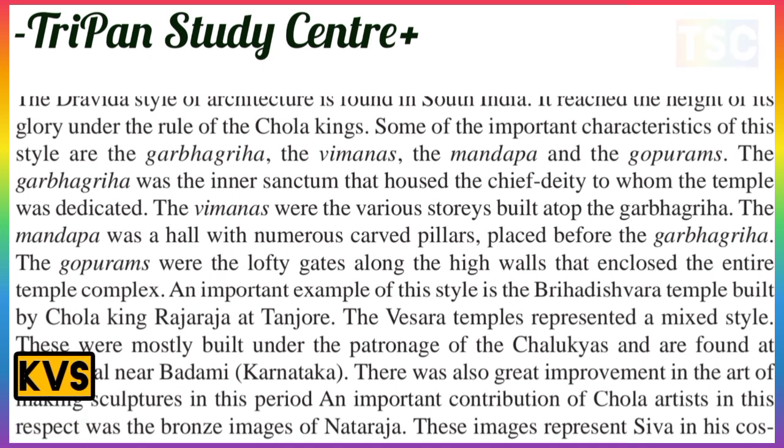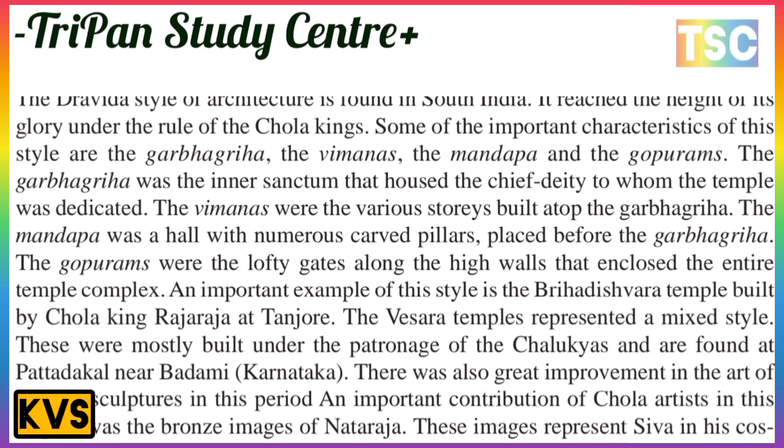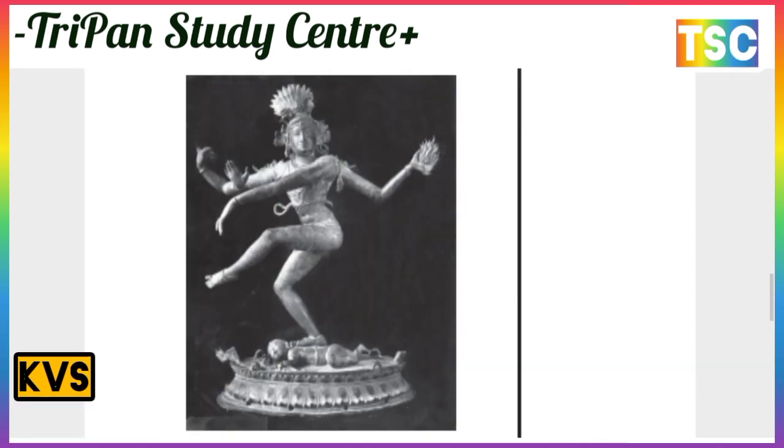There was also great improvement in the art of making sculpture in this period. An important contribution of the Chola artists in this respect was the bronze image of Nataraja. This image represents Shiva in the cosmic dance and is unmatched in its theme of balance. Here is the statue of Nataraja. Let's see Nataraja in the diagrams. Shiva is called Nataraja, and this is important for all literature.